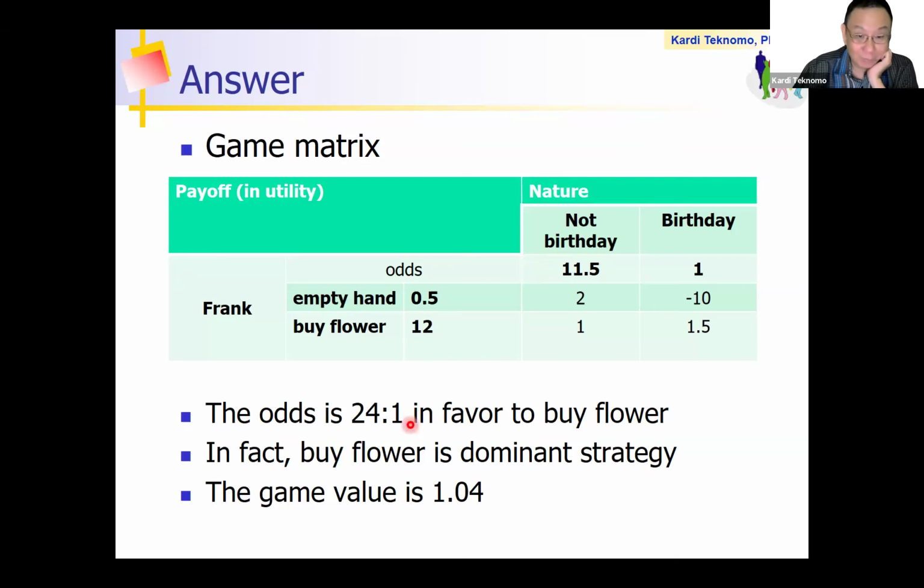So the odds will be how much? Because these are odds, you can multiply by scaling. So if this is 1, this becomes 24, right? So the odds are that Frank will buy flowers, and the odds for nature are not the birthday anyway. If you multiply all of this, you will get the game value of 1.44. The real question is, how do you get these odds?